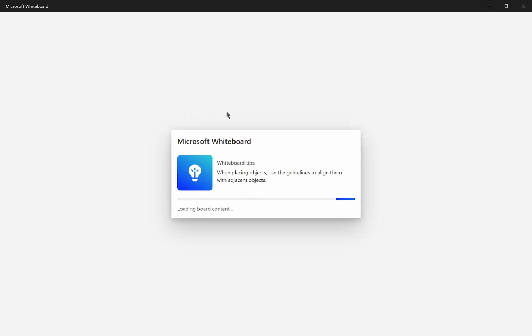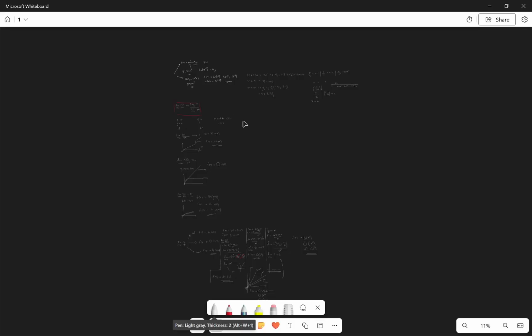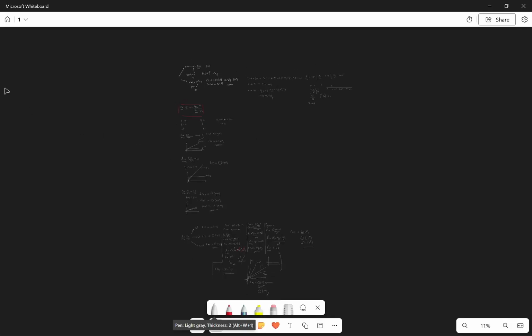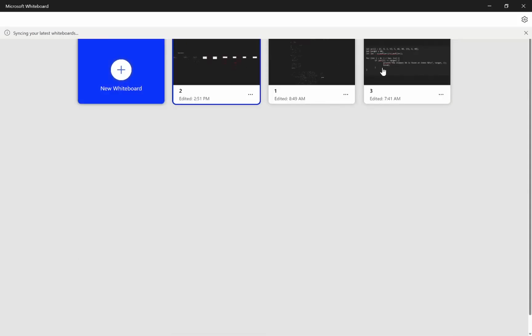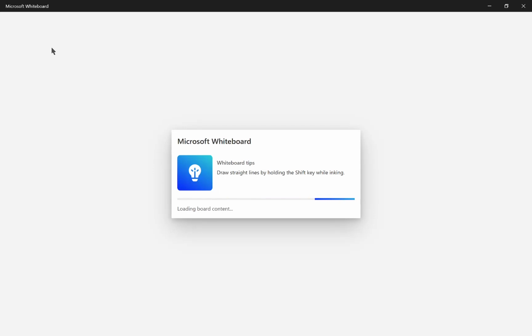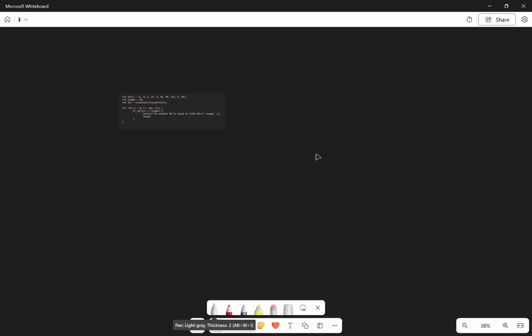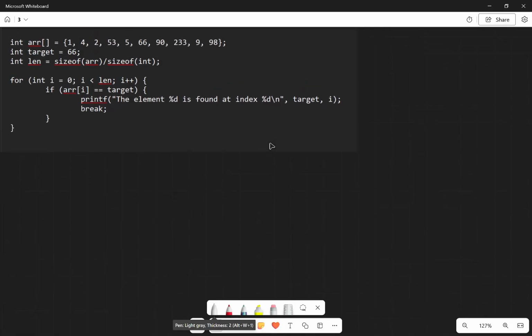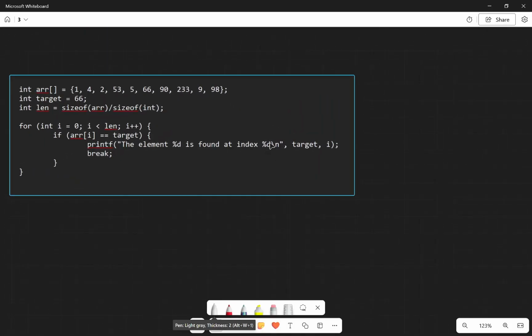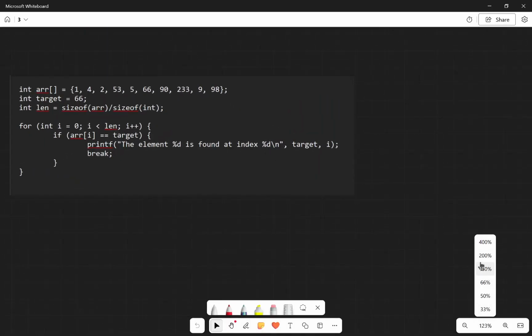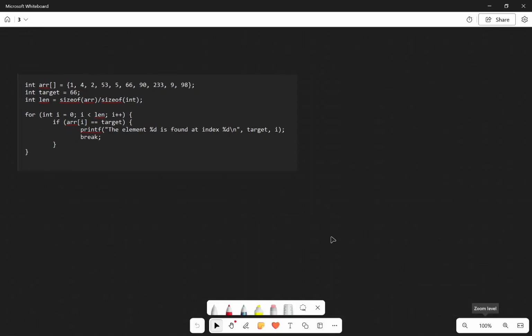Okay, so let's see how we can use it to analyze algorithms here. Okay, so it's loading. Oh, this is 1.3. It keeps changing. Okay, so yeah. Over here we have a small algorithm. Let me zoom it up. Okay, there we go.